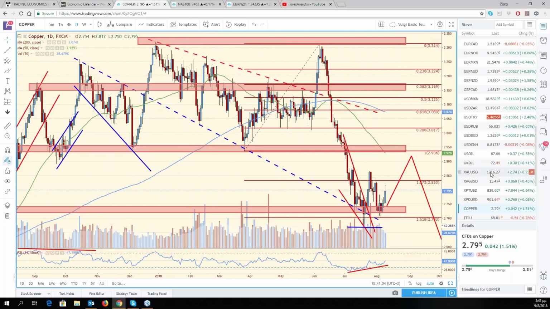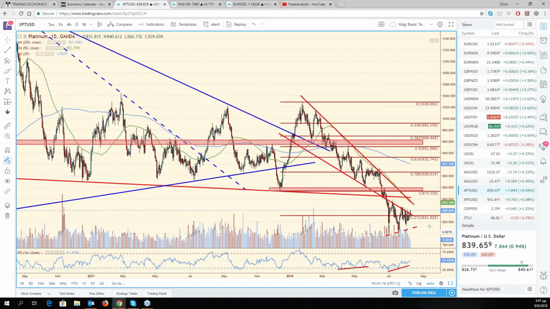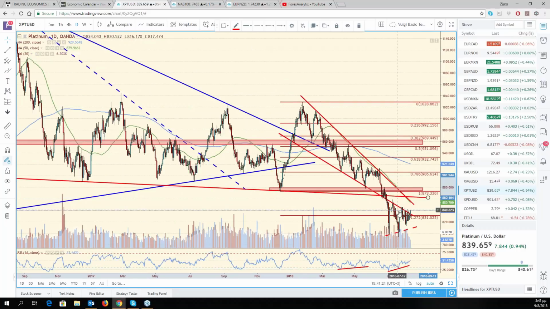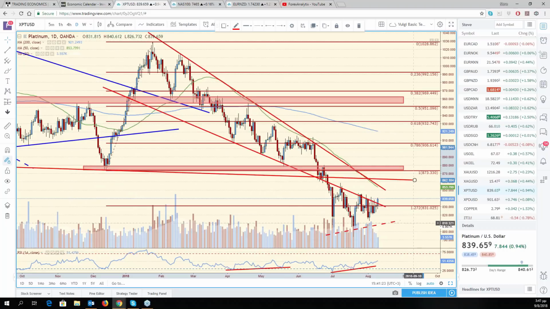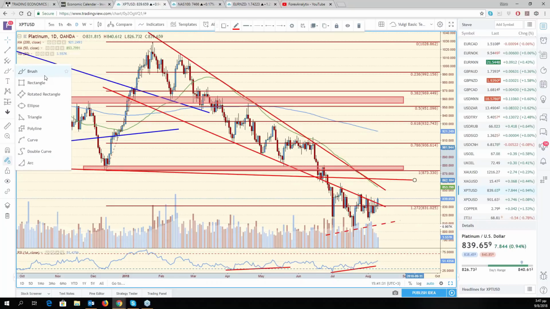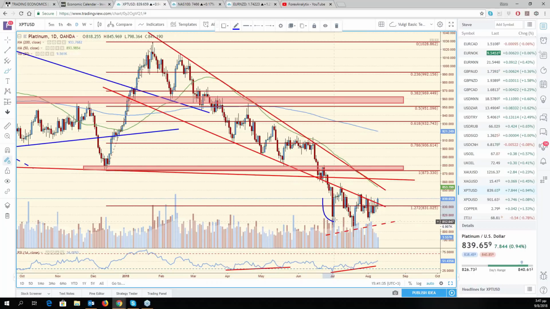And let me also show, I think this is actually platinum. It probably has the most extreme positioning in history, having to do with COTs. The crowd is extremely short platinum. I showed it the other day. I see here a potential inverted head and shoulders formation. Let me show you. Here it is. It's not very pretty, but it is here.